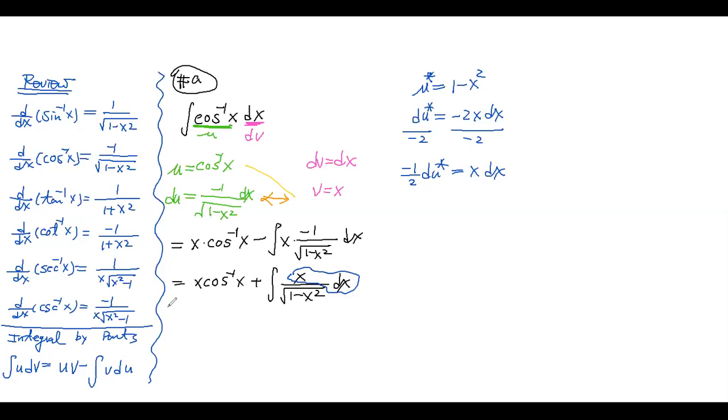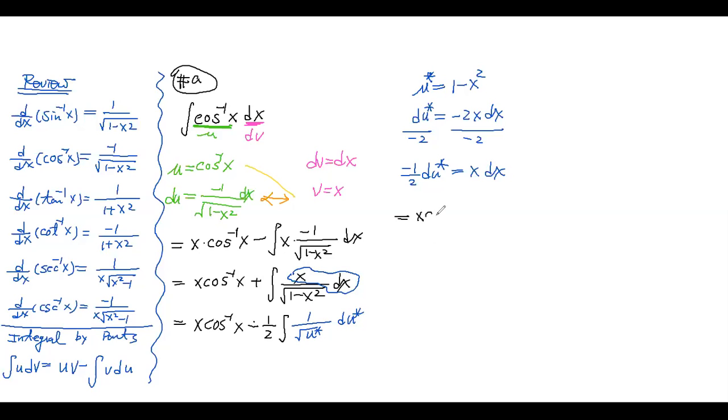Okay, so now by u sub, let's try to rewrite this one here. I have -1/2 here, so I move the -1/2 out front. And then inside here, because it's a u sub, x dx is equal to du star. Then here, this is 1 minus x squared, so this is the square root of u star, du star, right? Okay, so now the square root of u star is u star to the 1/2, correct? Okay, so now I can continue.